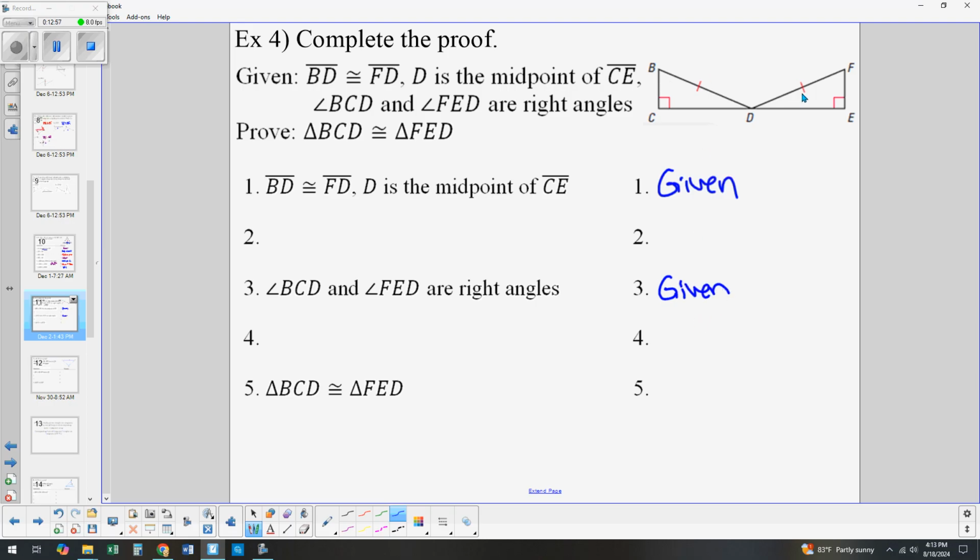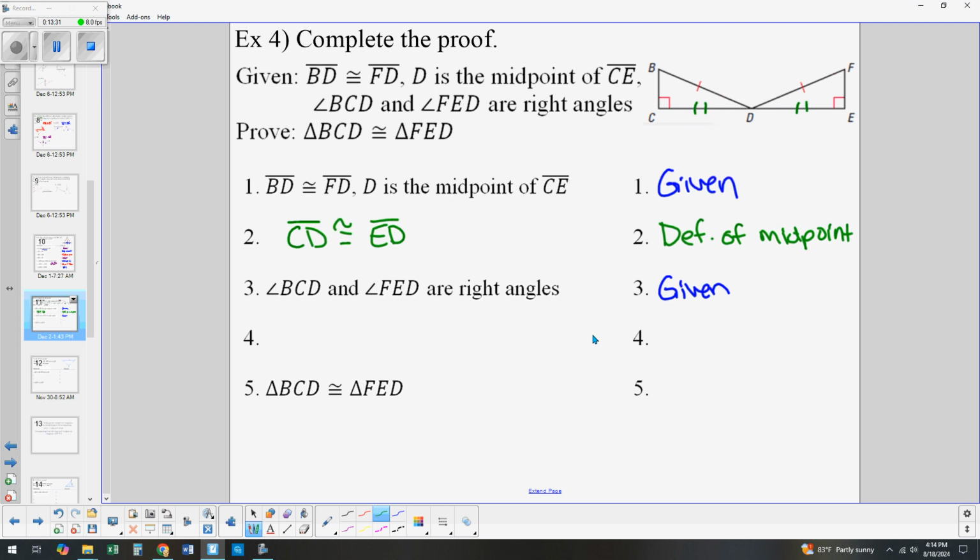So they've marked BD and FD for us. If D is the midpoint of CE, then I know I can split CE into two equal pieces using the definition of midpoint. So that would make segment CD congruent to segment ED. And then they tell me that angle BCD and angle FED are right angles, given.